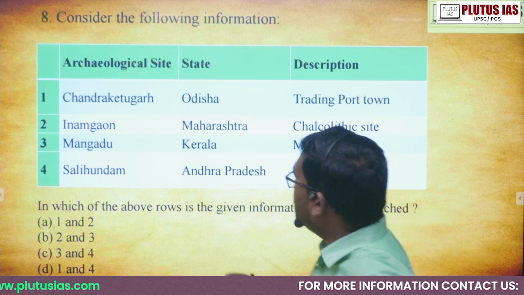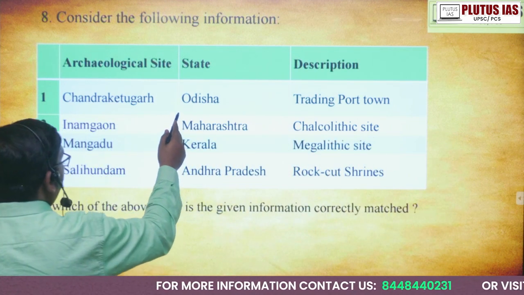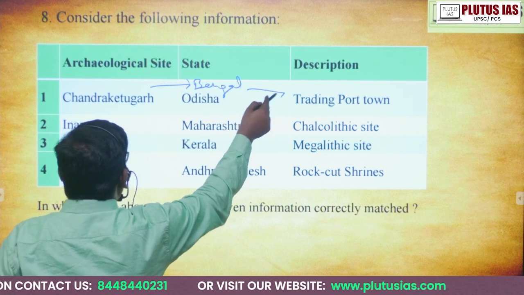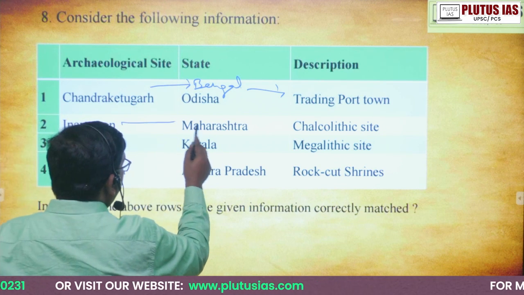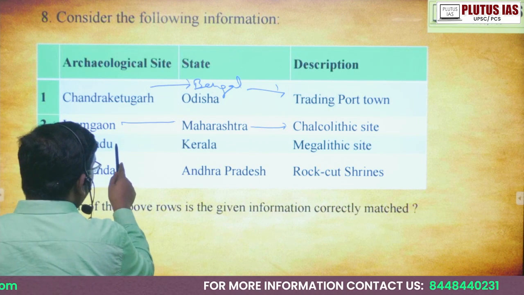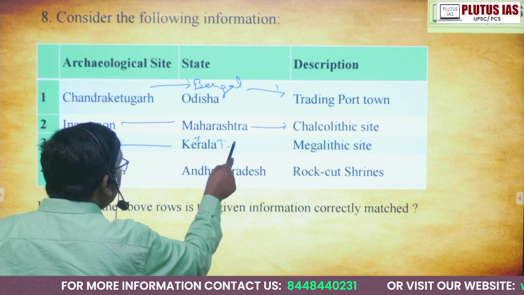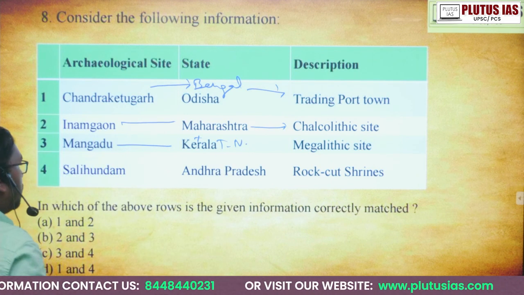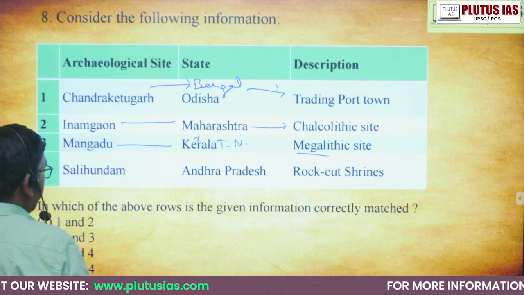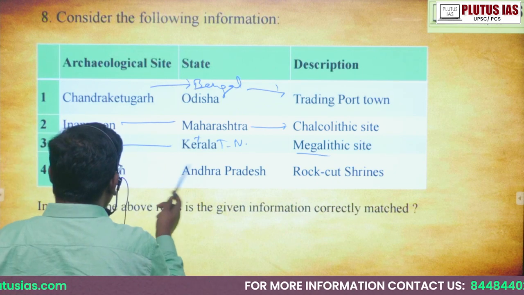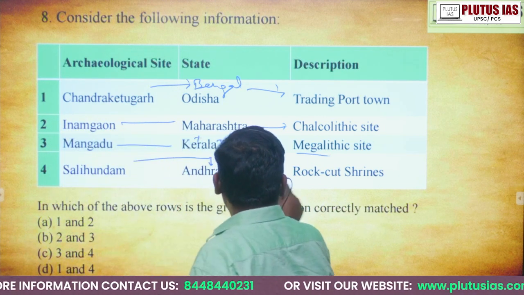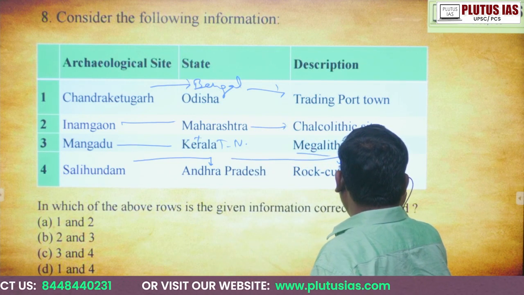The next question is related to sites. We have Chandraketugarh, Odisha. This is situated in Bengal, and of course it is a trading port town. Okay, Inamgaon is in Maharashtra. It is also an Indus Valley town and a cultural site. We have Mangadu in Kerala; no, this is in Tamil Nadu, and it is a megalithic site. Then we have Salihundam in Andhra Pradesh. It is in Andhra Pradesh, true, but it is not a rock cut shrine, it is a Buddhist site.